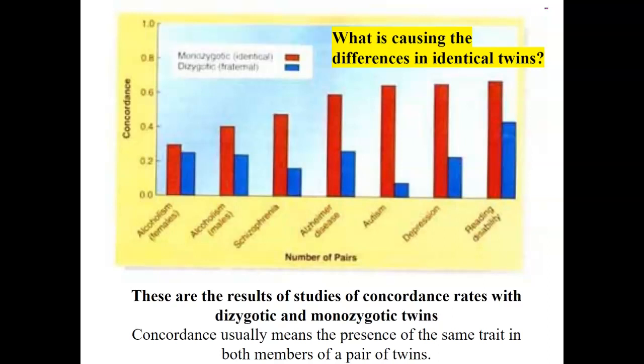And then you can also see that something is affecting the organisms that's beyond genetics because, for example, in this example, alcoholism in females, 30% of female twins, one twin has it and the other twin also has it, but in 70%, one twin has it and the other one doesn't. So what's causing that difference in identical twins?